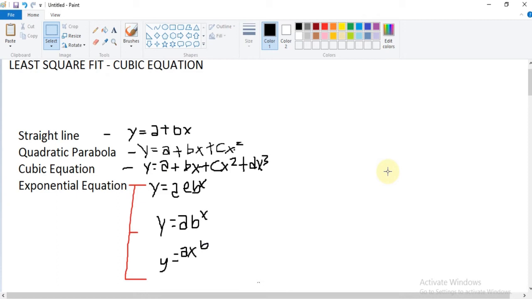So hello guys, I'm back again. Today we'll be discussing least square fit using a cubic equation. Last time we used the quadratic parabola, and the last one will be the cubic equation. Make sure you have copied it.